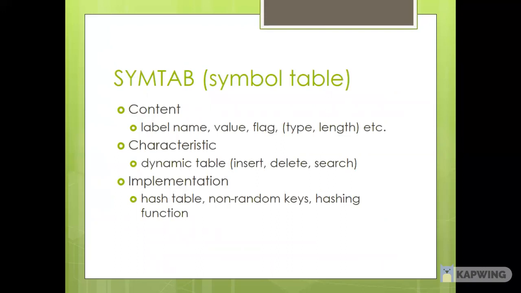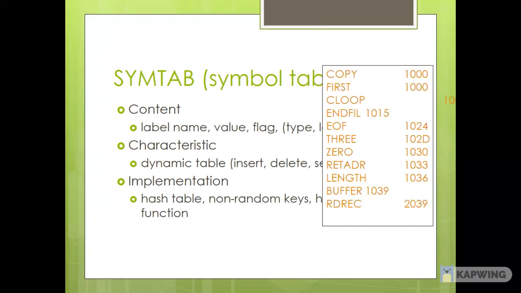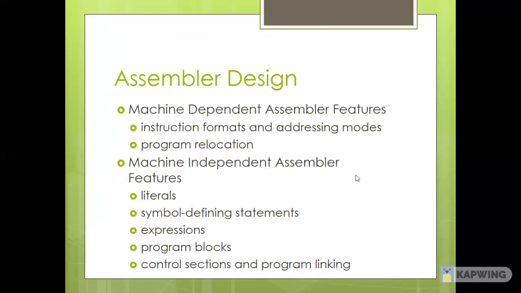Then the symbol table contains the label name, value, and flags, such as the type of flag and the length. Its characteristic is that it is a dynamic table; we can insert, delete and search. For implementation, a hash table is used, with non-random keys, random keys and hashing functions. So this is the example: COPY. These are the instructions, these are the locations, and these are the symbols or labels we are using.